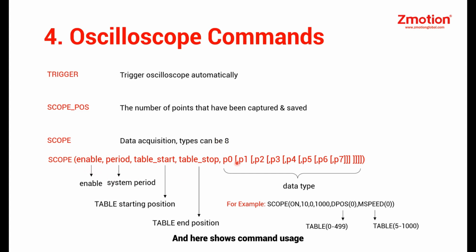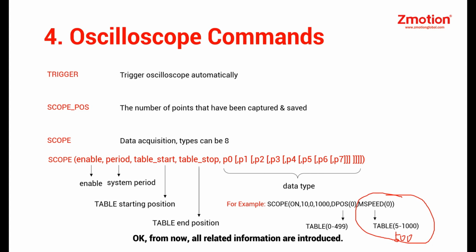And here shows command usage. First parameter, enable. Second parameter, period. System period. Third parameter, table starting position for data saving. And this means table end position. All these are data types. Here is one example. Each 10 milliseconds, capture demand position and encoder speed, and save them into table. Table 0 to 499 is for position. Table 500 to 1000 is for encoder speed, and it spends 5,000 milliseconds together.